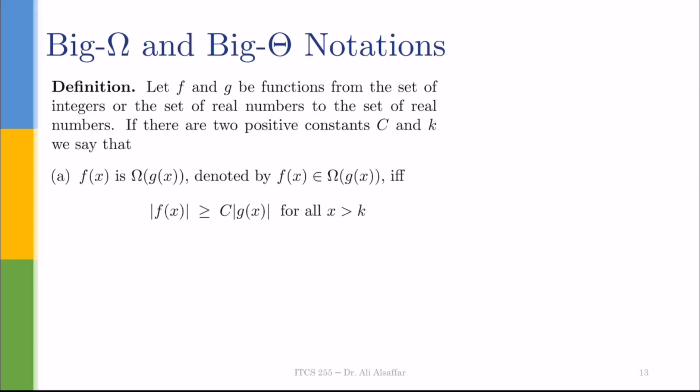In addition to big O, there are two other notations used in the literature of the analysis of algorithms. These notations are big omega and big theta. In fact, these notations are closely related to each other. For example, if f of x is big O of g of x, then g of x is big omega of f of x. To show you how these notations are related to each other, first we need to define their basic definitions.